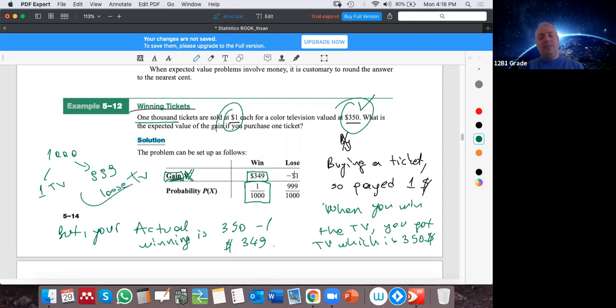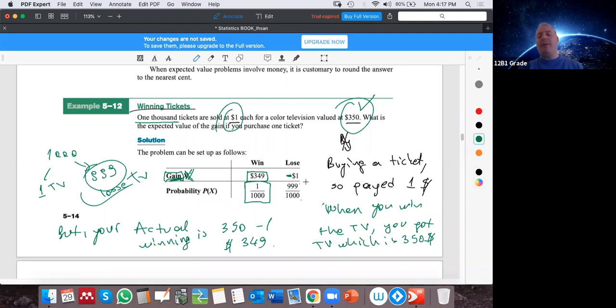So for losing, since they pay for the ticket in order to attend this lottery, they give $1. Giving means negative. So what is the probability of losing? Since there will be 999 losers and just one winner, it is 999 divided by 1,000.